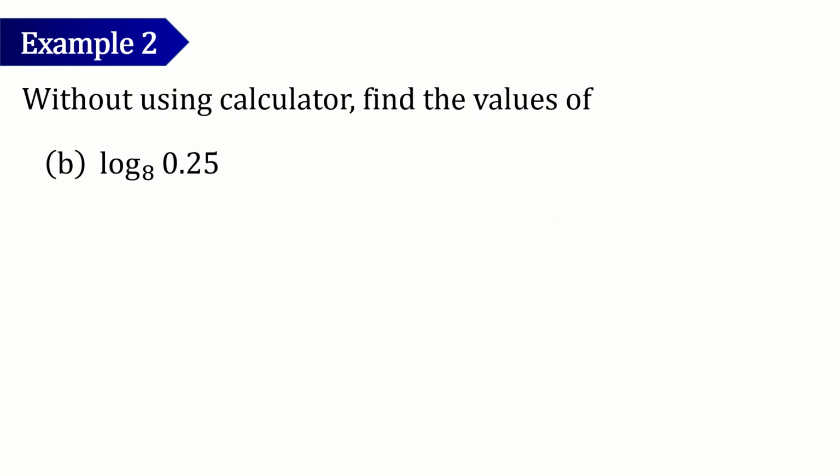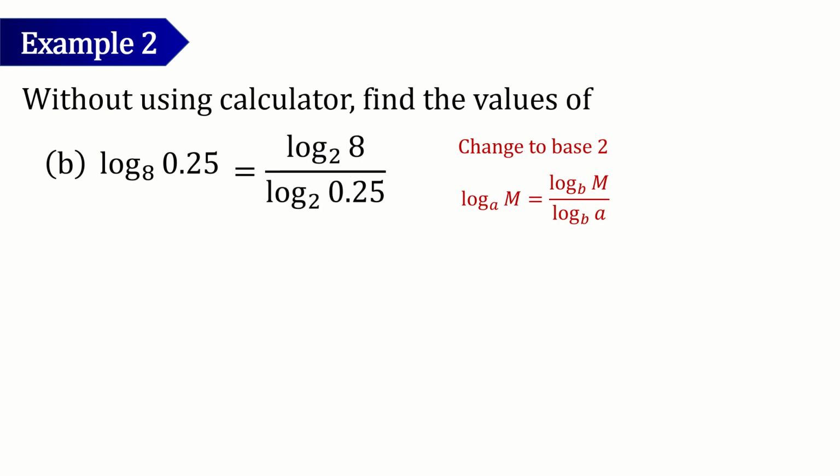Log 0.25 base 8. So we change to base 2. It becomes log 8 base 2 over log 0.25 base 2. 8 is 2 cubed and 0.25 is 1 over 4. 1 over 4 is equivalent to 1 over 2 squared, and 1 over 2 squared is equivalent to 2 to the power of negative 2.